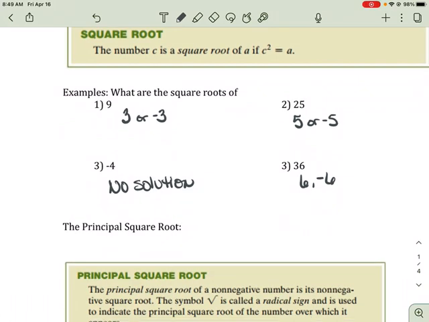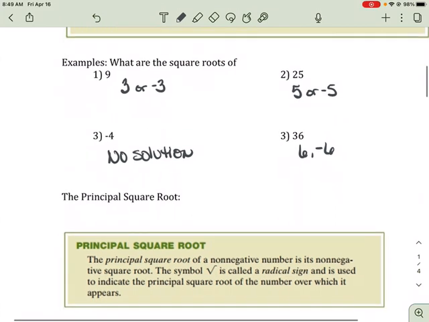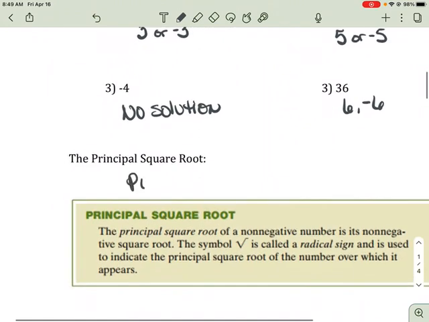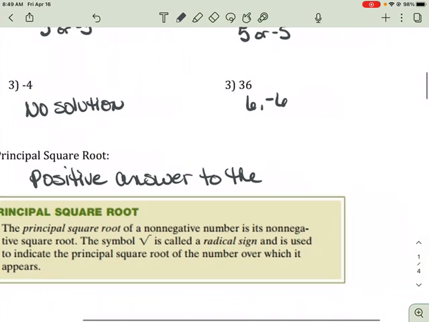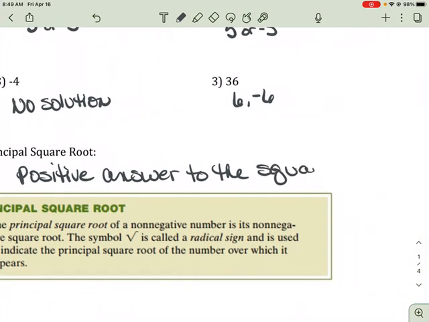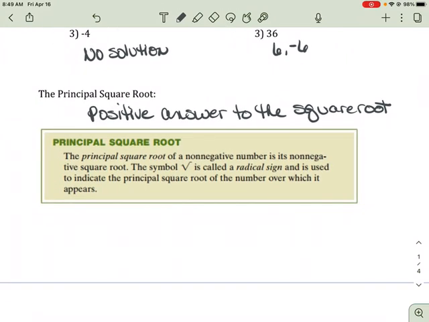Now, how do we know if we're talking about the negative solution or the positive solution? That's when we start talking about what is called the principal root. The principal root is the positive, non-negative square root. The square root symbol is called the radical sign, because you can do more than just square roots. It's used to indicate the principal root of the number over which it appears.